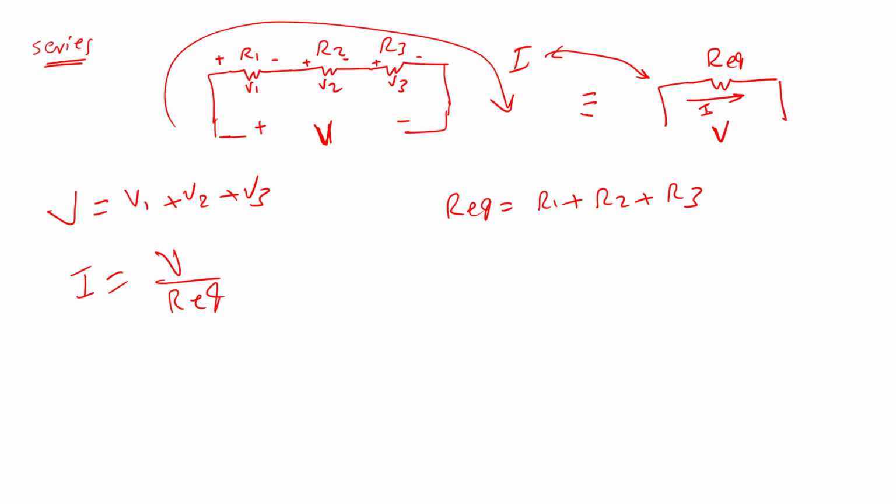And then, if you know I, you can easily get V1, because using Ohm's law, V1 is I times R1. V2 is I times R2. V3 is I times R3. And if you add them together, you will get V. That's for sure, if you add them together. Okay. Any questions?